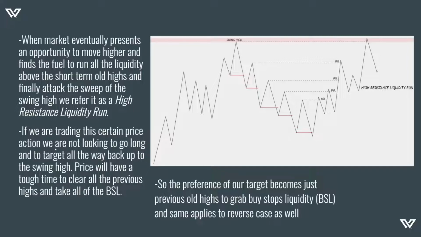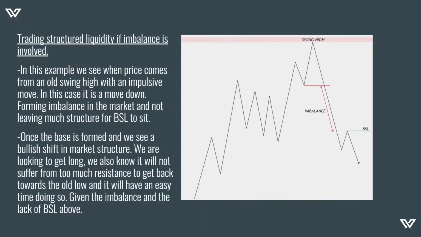If we're trading a certain price action, we are not looking to go long and target the complete swing high. It's hard to take a long here and say, okay, price is going to go exactly here, because we have all of this buy side liquidity. We'll have a very tough time to clear all previous highs and take all buy side liquidity. So the preference of our target becomes previous old highs to grab buy stop liquidity, and the same applies for the reverse case as well.